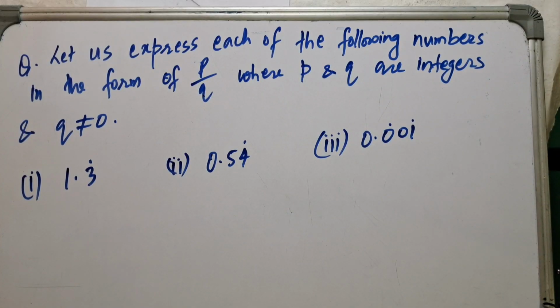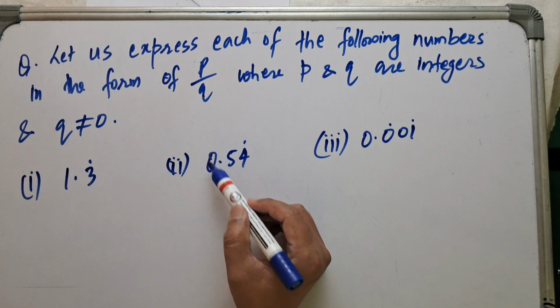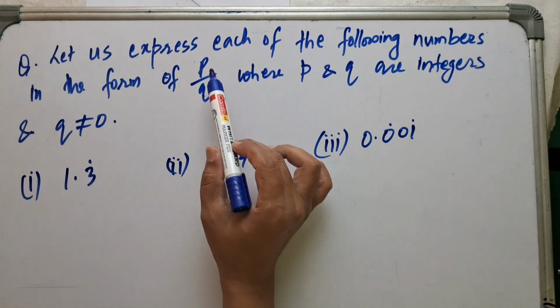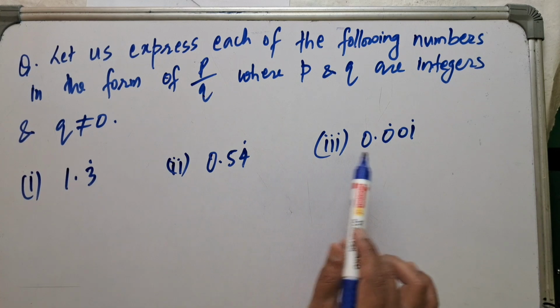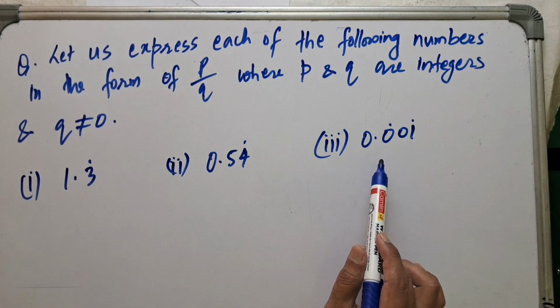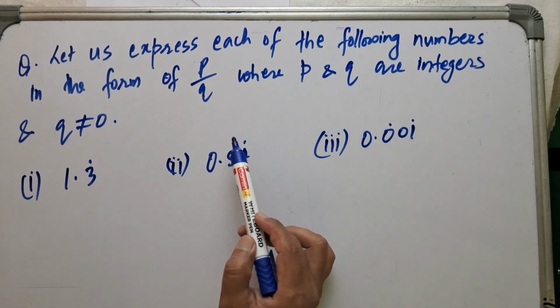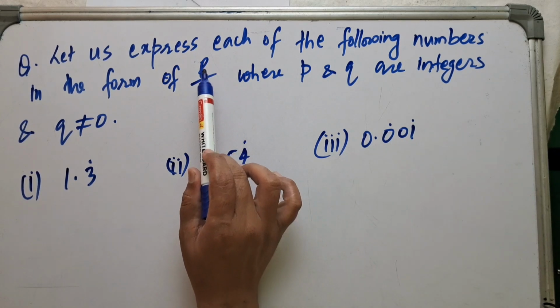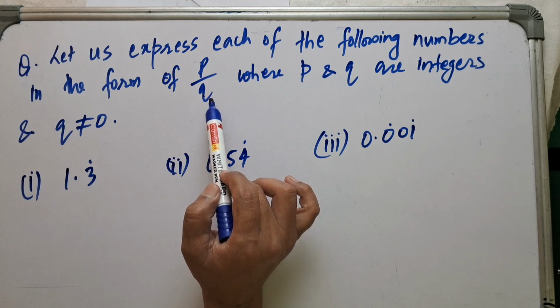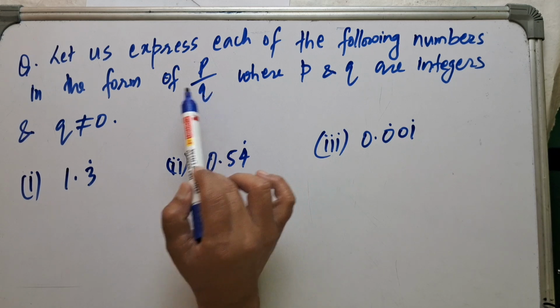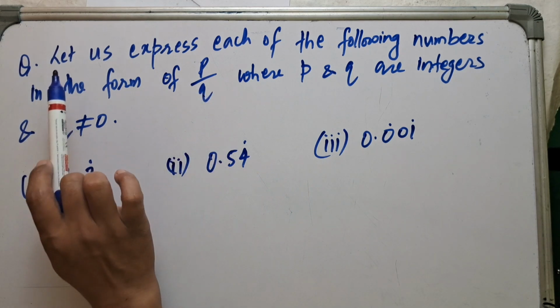Hello students, today we shall learn to convert rational numbers in decimal form to their fractional form, p upon q form. I've chosen 3 questions, and by the end of this video we shall be able to convert any rational number in decimal form to its p upon q form, where p and q are integers and the value of q should not be equal to 0. So let's do this question.